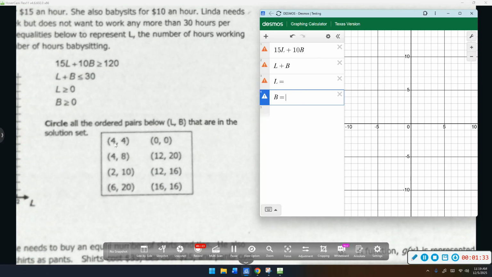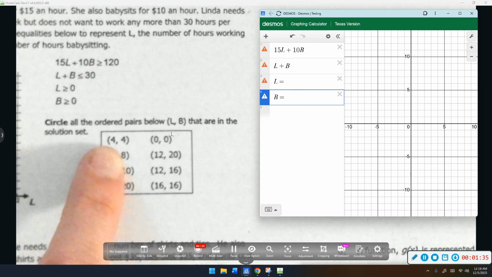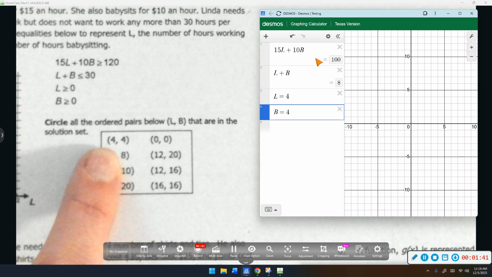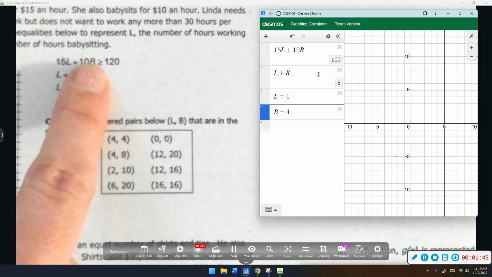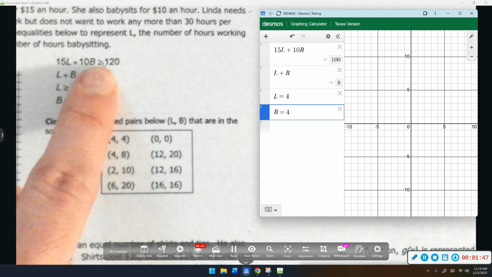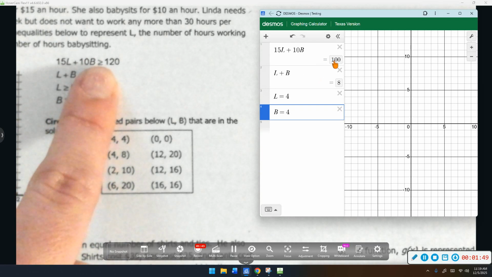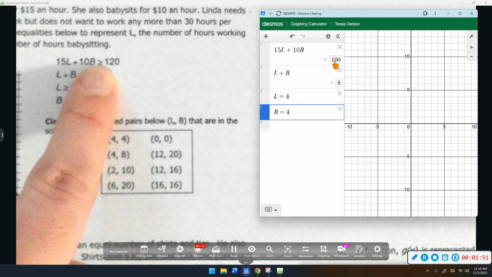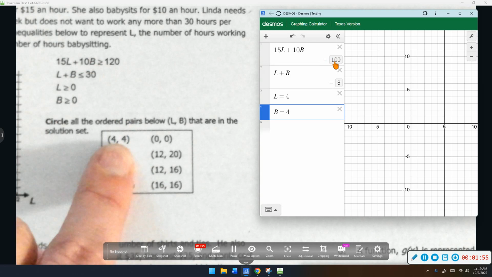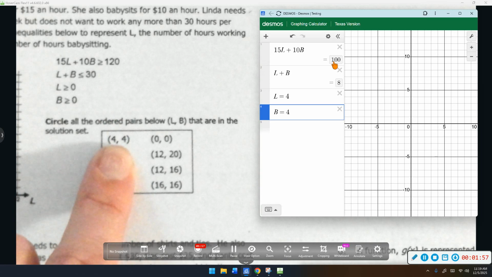So the first point is 4, 4. So I'm going to say, all right, L equals 4, B equals 4. Now I just need to check if my answers satisfy this. So this first one says if it's greater than or equal to 120. So is this greater than or equal to 120? No. So guess what? I'm not going to circle that. That's not going to work because it didn't even satisfy the first one.